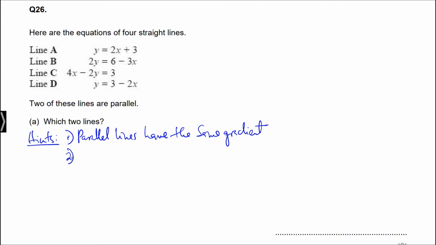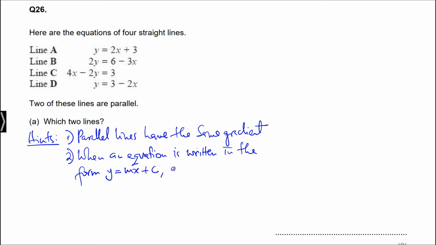when an equation is written in the form of y is equals to mx plus c, the gradient will be given by m. So when an equation is written in the form y is equals to mx plus c, the gradient will be given by m.